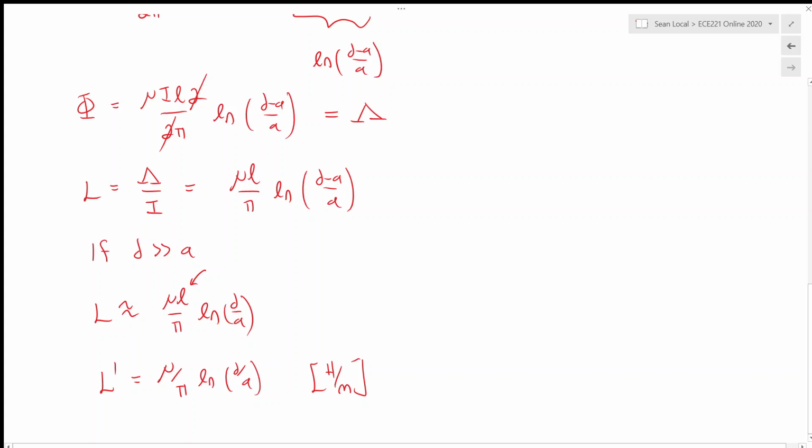So this concludes our third and last example of inductance. Hopefully this gives you a good idea of how to compute the inductance of various different inductor geometries. And in the next video, we'll start looking at the concept of mutual inductance.